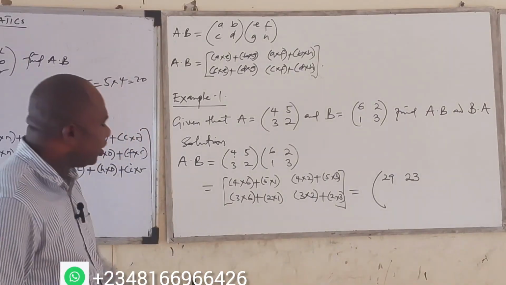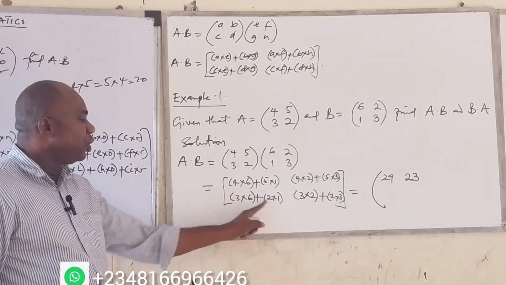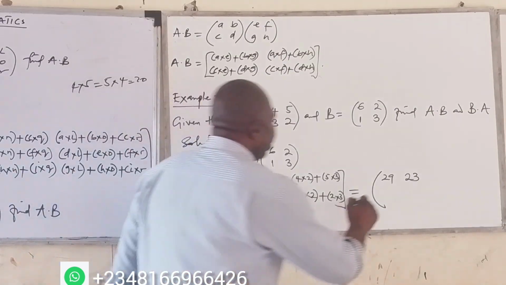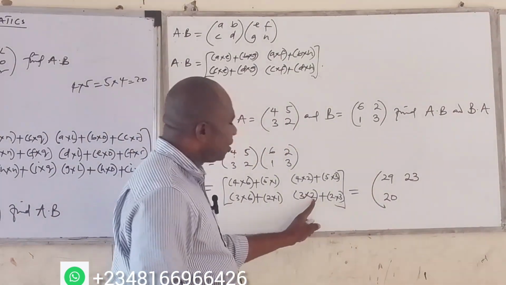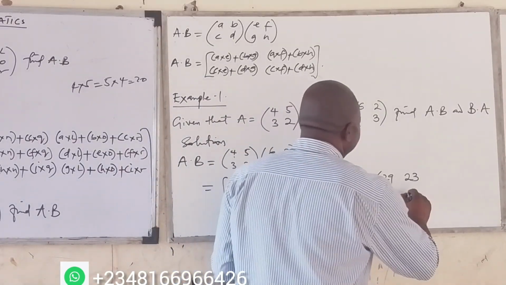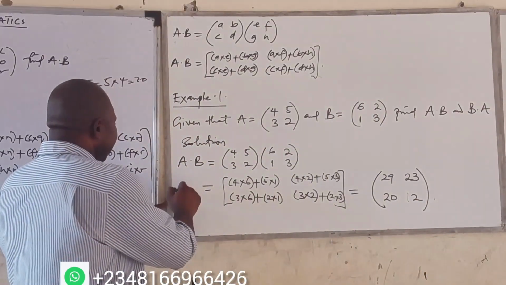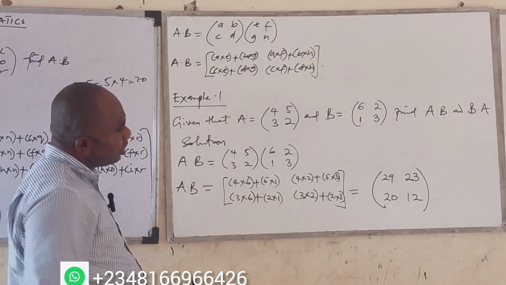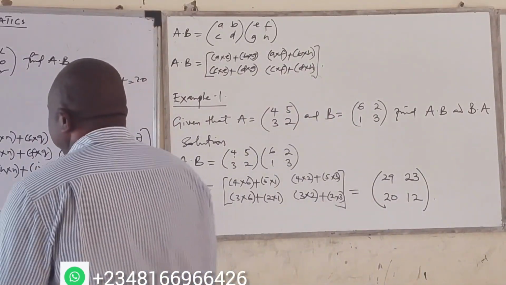Now, let's look at this. 3 times 6 is 18. 2 times 1 is 2. 18 plus 2 is 20. Now, here we have 3 times 2, 6. 6 plus 6 is 12. So here we have 12. Now, this is the value of our A dot B. Now, let's look at B dot A.